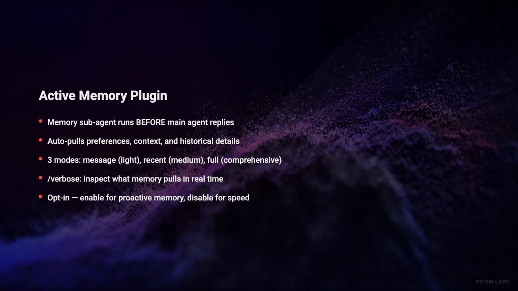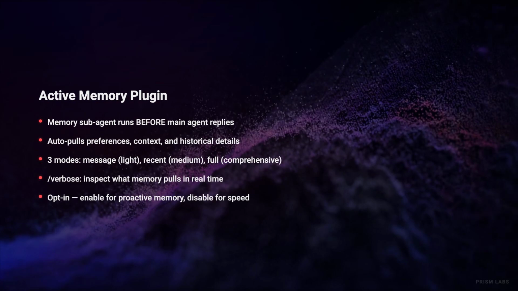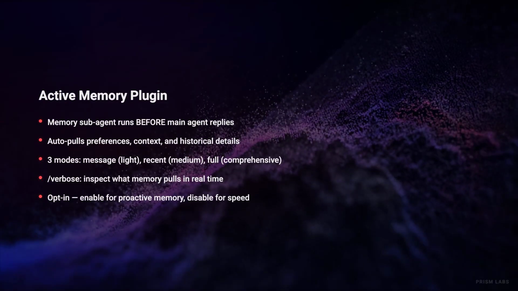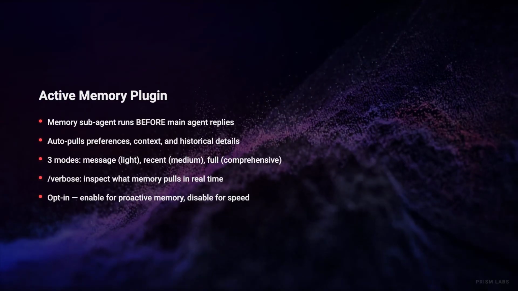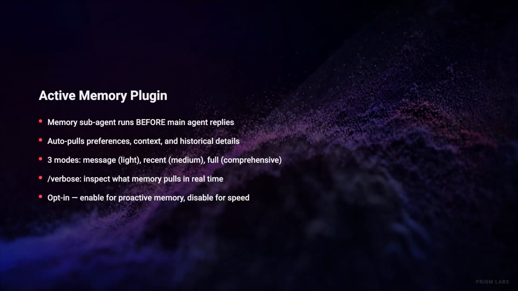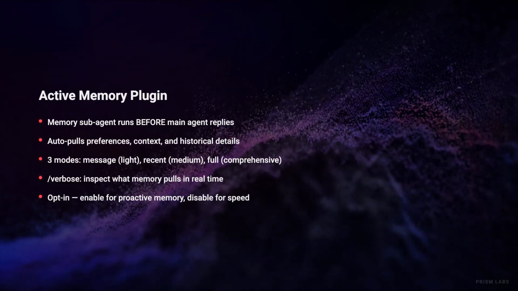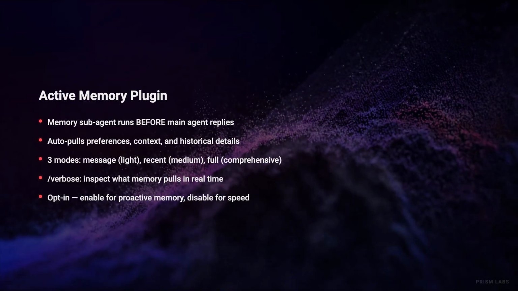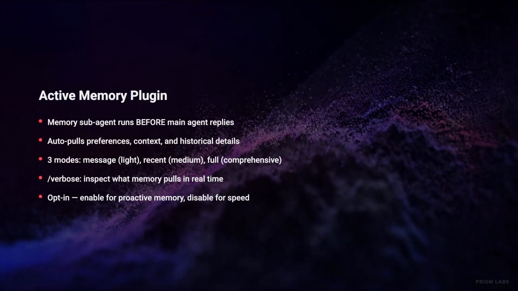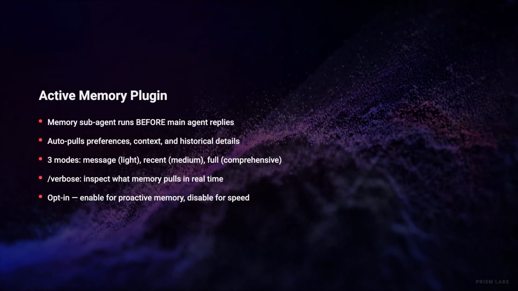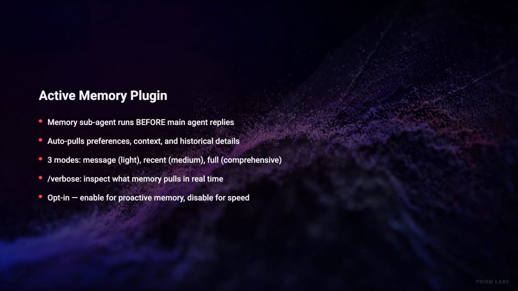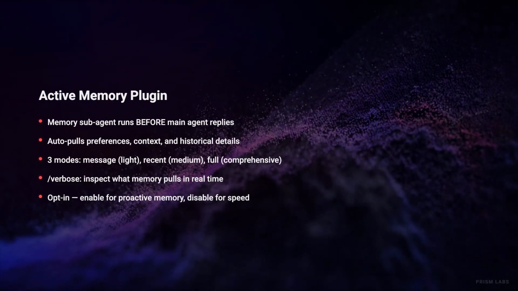The plugin supports 3 context modes: message level for lightweight, fast lookups that add minimal latency, recent mode for medium context pulls from your last few sessions, and full mode for comprehensive history retrieval that searches across your entire conversation archive. The verbose command lets you inspect exactly what active memory is pulling in real time, giving you transparency into the context augmentation process. Transcript persistence enables full debugging of the memory sub-agent's decisions. You can see why it chose certain memories over others.